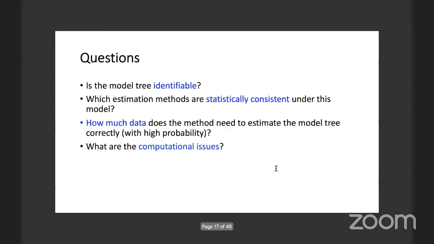increases? And so the statistical questions amount to, first, is the model tree identifiable? That is to say, every model tree defines a probability distribution on the sequence patterns. Can you determine the model tree from that probability distribution? Next question is, which methods are statistically consistent under the model? A third question is, how much data does the method need to estimate the model correctly with high probability? And then the last question is, what are the computational issues?